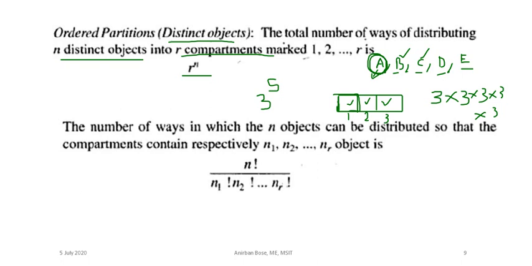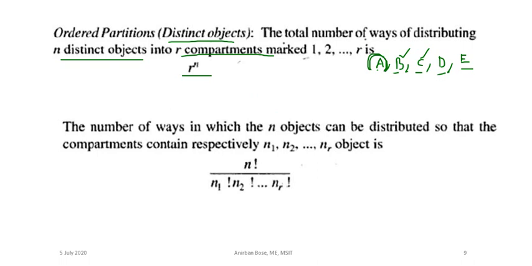Now see this one: the number of ways in which n objects can be distributed so that the compartments contain respectively n1, n2, up to nr objects. Now here is one condition that is given. Again the problem is similar, but you have to distribute the n objects, A, B, C, D, E again. Suppose again there are 3 compartments.